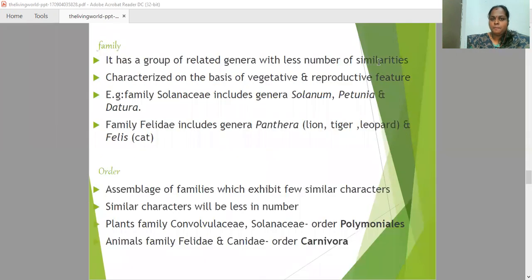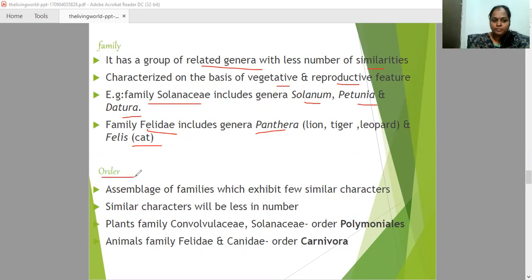Next is family. We are going to study about the family. It is a group of related genera, higher than the genus, with fewer similarities. It is characterized on the basis of vegetative and reproductive features. For example, the family Solanaceae includes Solanum, Petunia, and Datura. The family Felidae includes the genera Panthera, that is lion, tiger, leopard, and Felis, that is cat. These are related genera with a smaller number of similarities.